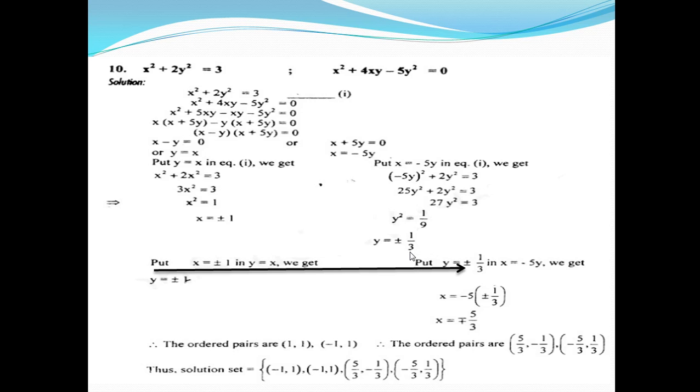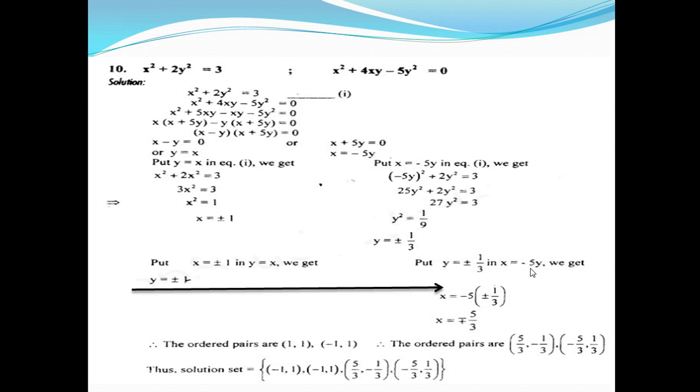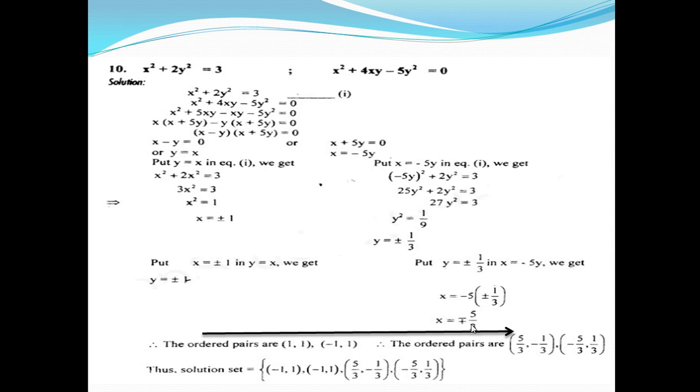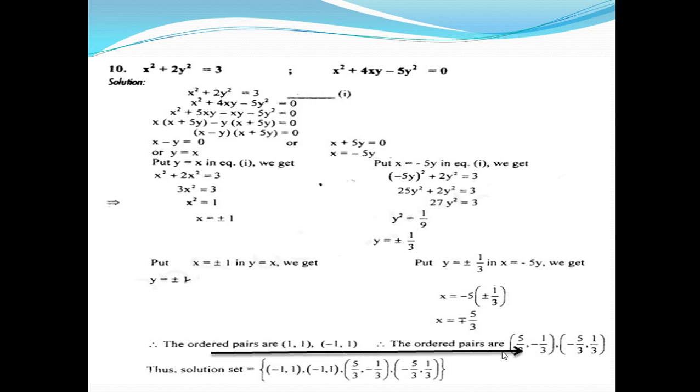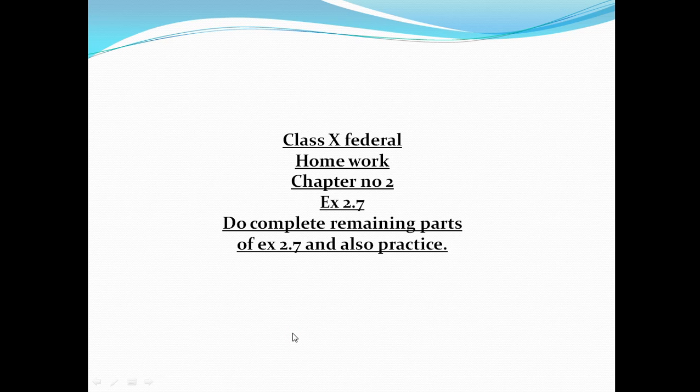Put x is equal to plus minus 1 with y is equal to x, and y is equal to plus minus 1 by 3 in the equation x is equal to minus 5y. Then we get the value x is equal to plus minus 5 by 3 and y is equal to plus minus 1. Then the ordered pairs are 1 comma 1, minus 1 comma minus 1, and 5 by 3 comma minus 1 by 3, and minus 5 by 3 comma 1 by 3. These are the solution set of the simultaneous equations.